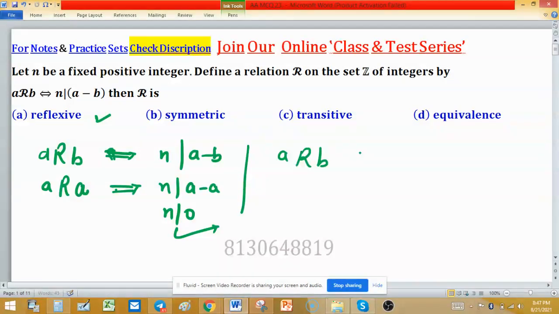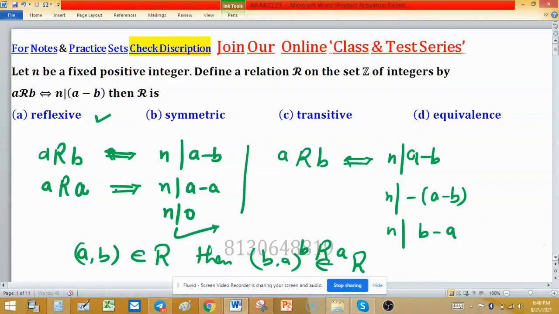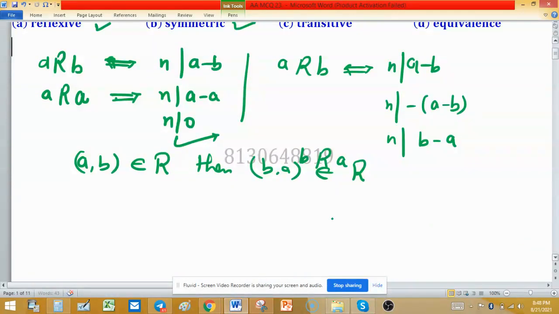So if A is related to B, this means that n divides A minus B. If n divides A minus B, it means that n divides the negative of A minus B, and this is equal to B minus A. B minus A, it means that B is related to A. Means if ordered pair (A, B) belongs to relation R, then (B, A) also belongs to relation R. So the relation is symmetric.